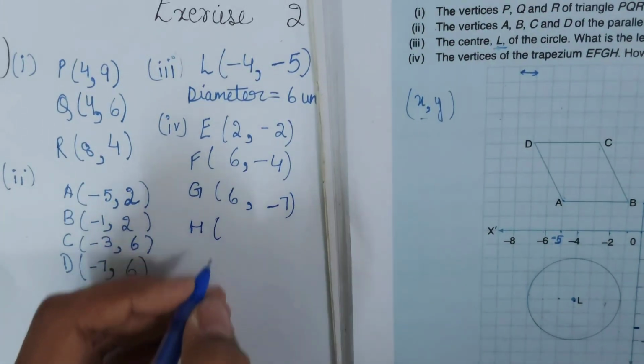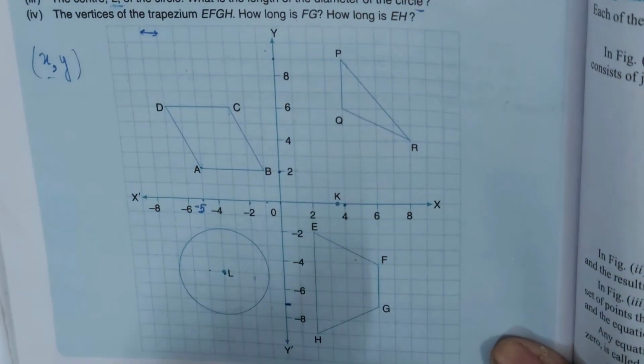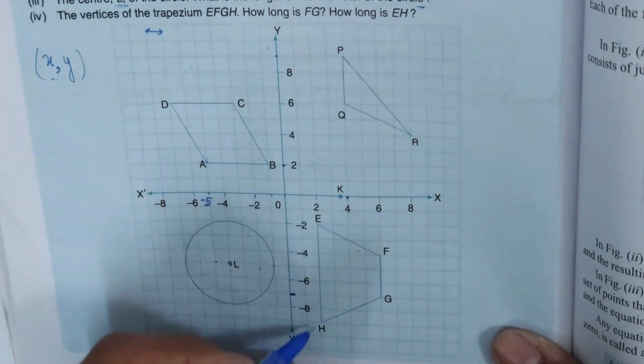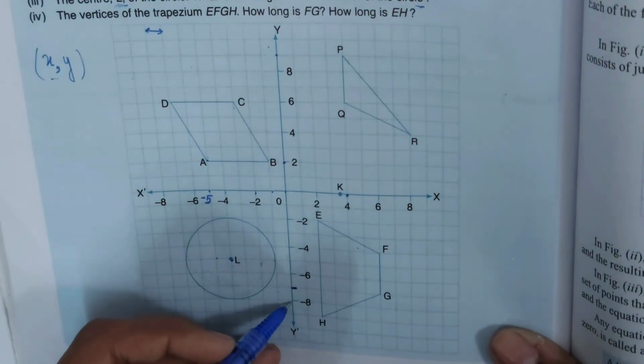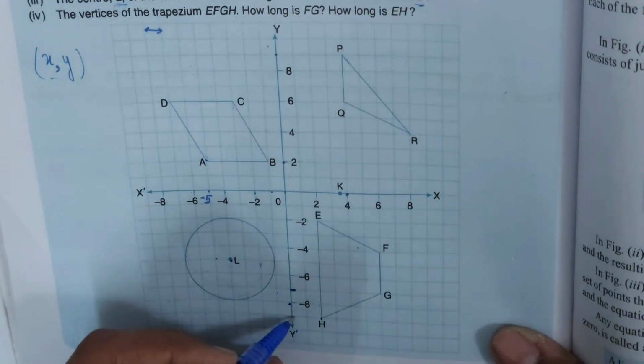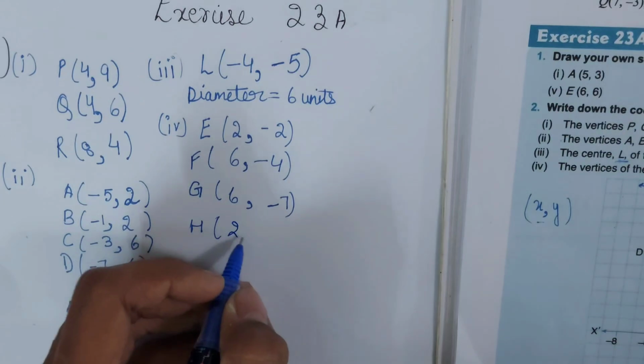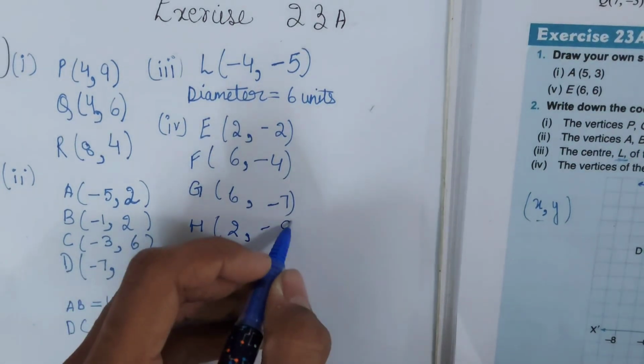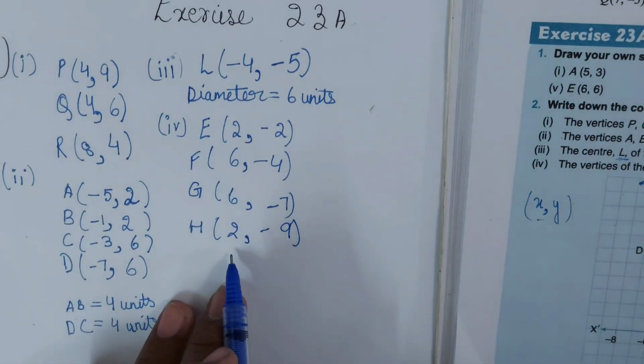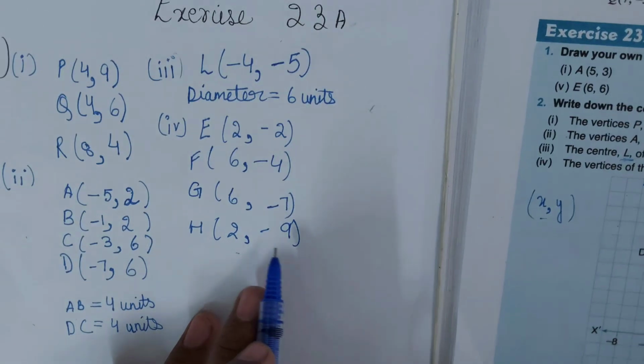Now H is left. Very quickly you will do this one, right? You've got 2 on the x-axis, and see, it is one block after -8, this one. What will this be? -9, right? So you will have 2 comma -9, right? First of all, the x coordinate, then the y coordinate.